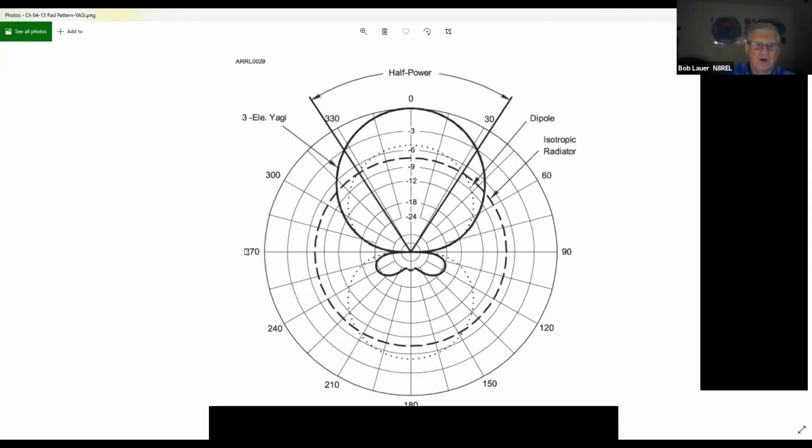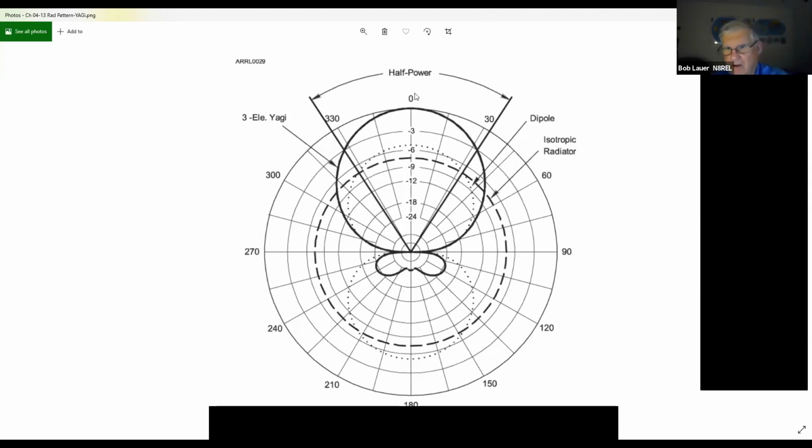With an omnidirectional, half of your power is going in a direction you don't care about. Say you want to make a contact in this direction as far out as you can, but with an omnidirectional antenna, half of your transmit power is going elsewhere. Whereas with your directional antenna, half of your power goes in this little arc, this little part of the circle.